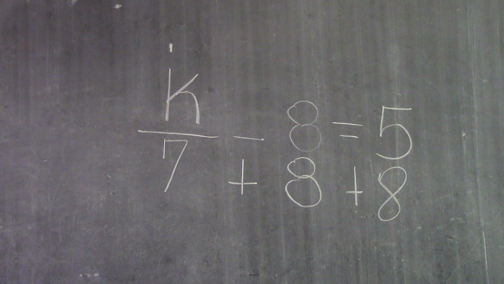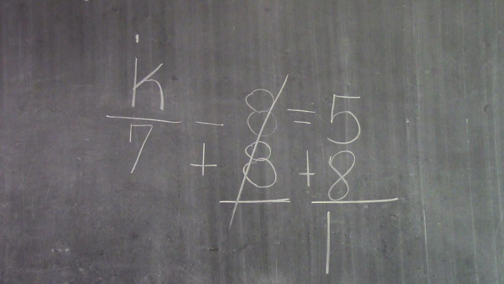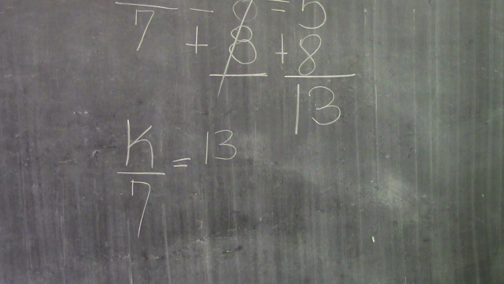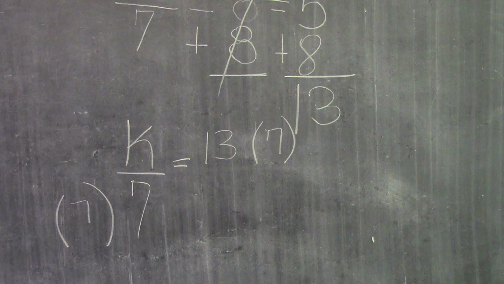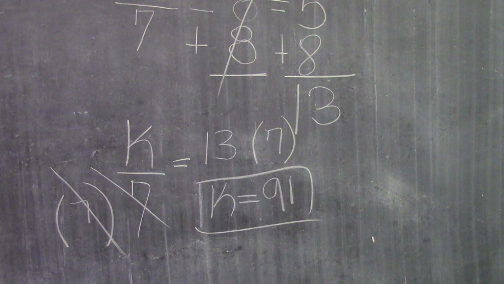20. Here's another example. We have a fraction now, but still we are trying to solve for x to get it by itself. First, we're going to add 8 to both sides of the equation. To get rid of the fraction and get it by itself, you have to multiply each side by 7. We have to do the opposite of division, which is multiplication. And now you're left with k equals 91.